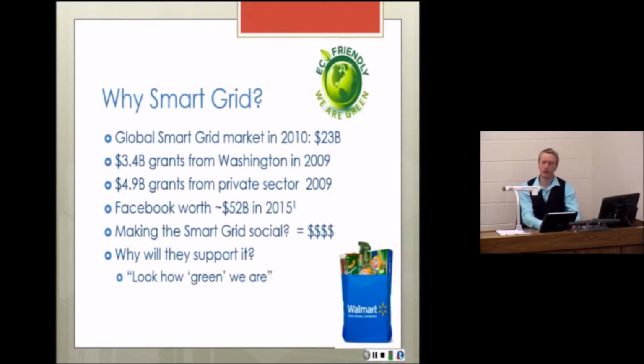So why is it important? I put some financial estimates up there from 2009, 2010, which is what instigated the PowerTAC competition financially as an incentive. A lot of money is going into this. I also put Facebook down as a $52 billion net worth in 2015. The reason I'm telling you that is because if you were to make energy social, you can tie into that financially on both sides.